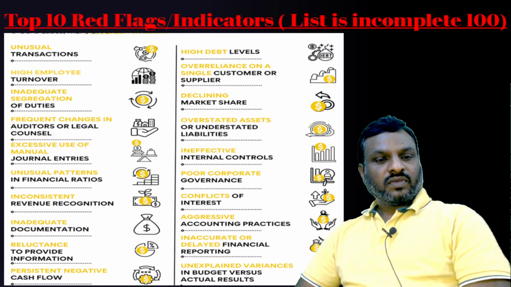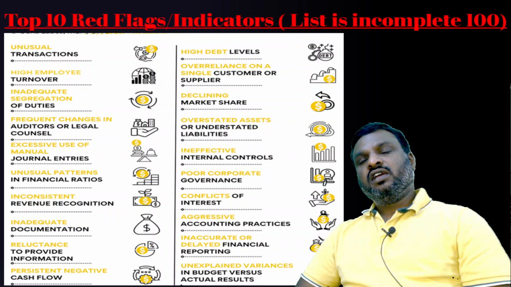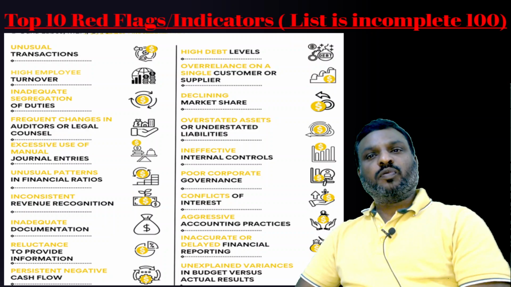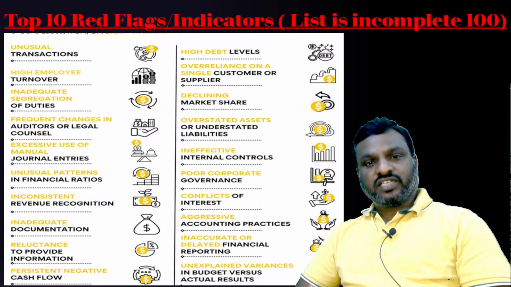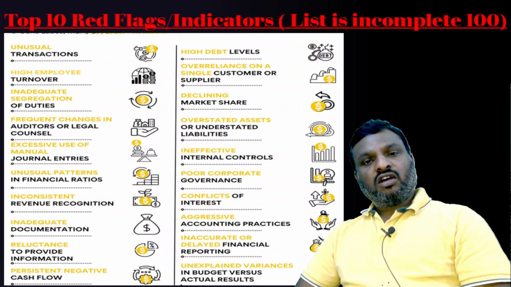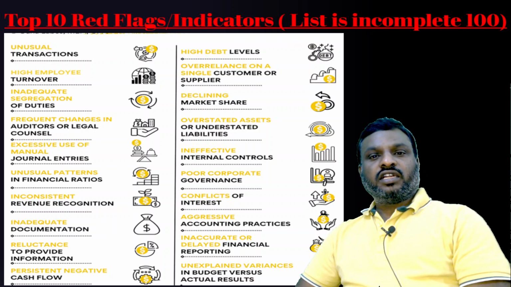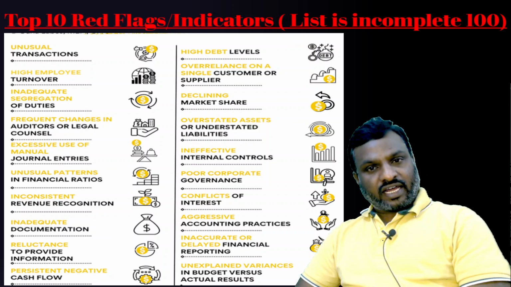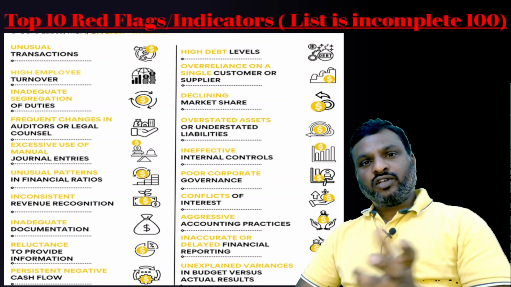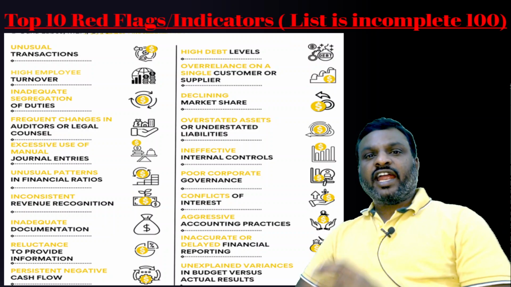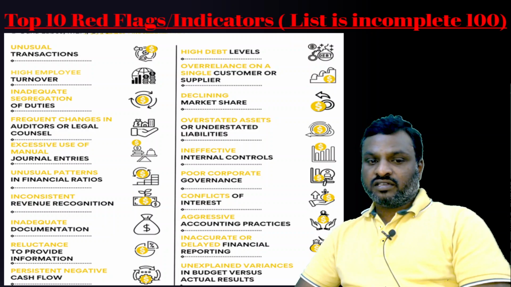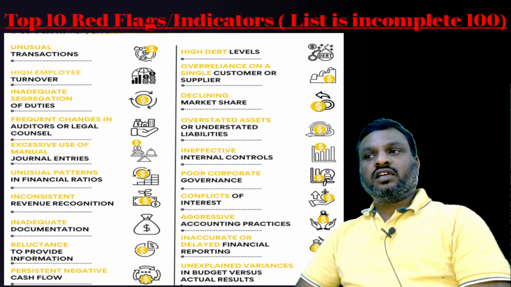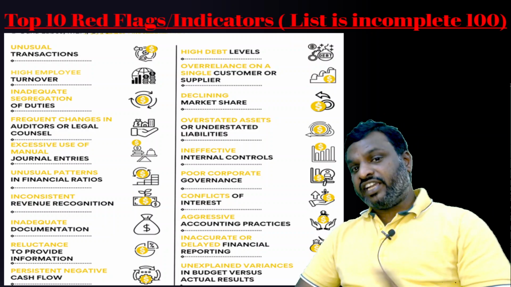And reluctance to provide information. When you are asking for information, the other person is not providing the required information, or provides only partial information, or dilutes the information, colors it differently, twists it, or tries to change its intensity. In that case, we are doubting his ethics and integrity.